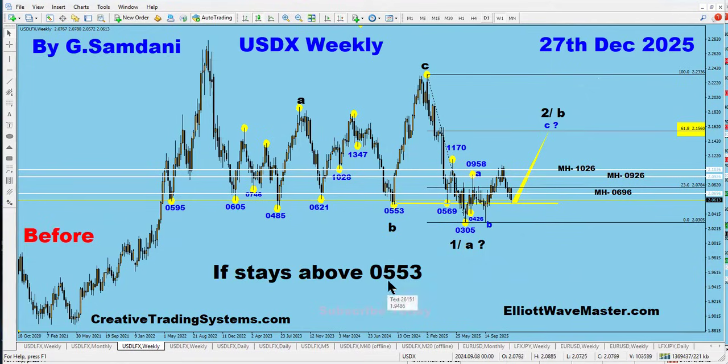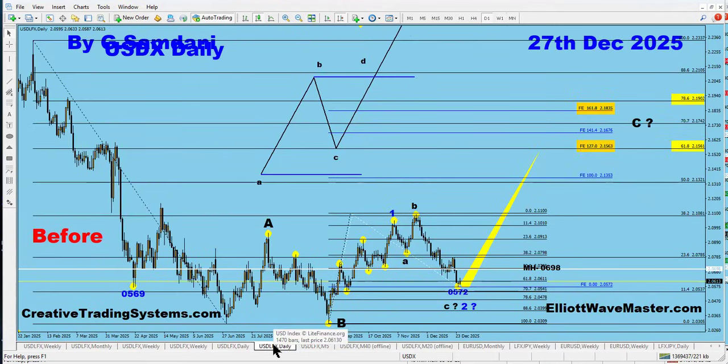So if it stays above this number, 0553, we are right there, right? It came down A, B, and then C, into maybe 50% and will go down again, or 61%. So I just marked the 51% for the heck of it. The daily chart looks like this, okay?